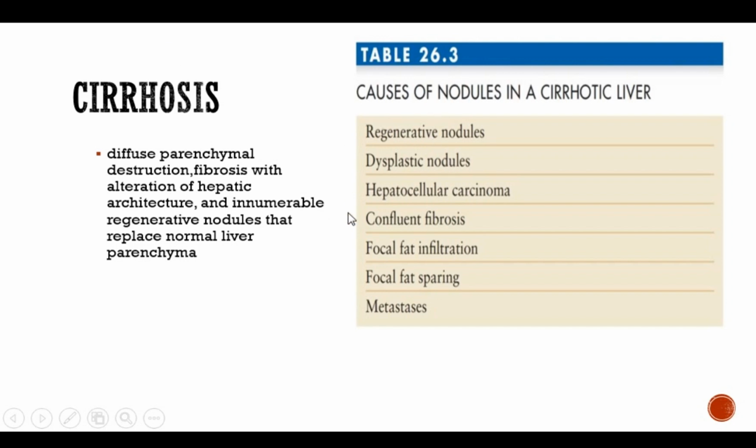That could be regenerative dysplastic hepatocellular carcinoma, confluent fibrosis, focal fat infiltration or focal fat sparing, in which the liver is infiltrated by fat, but some areas are spared, or metastasis.